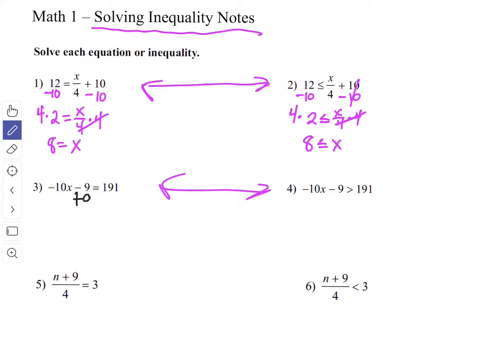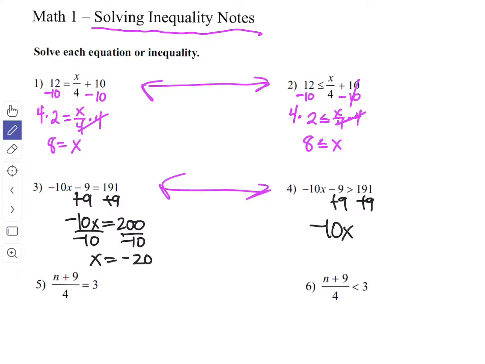We would add 9 to both sides, giving us negative 10x equals 200. Divide by negative 10, and we'd get x equals negative 20. For number 4, we add 9 to both sides, giving us negative 10x is greater than 200. Divide by negative 10, and we get positive x is less than negative 20.